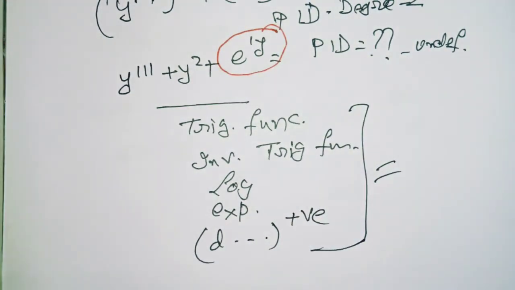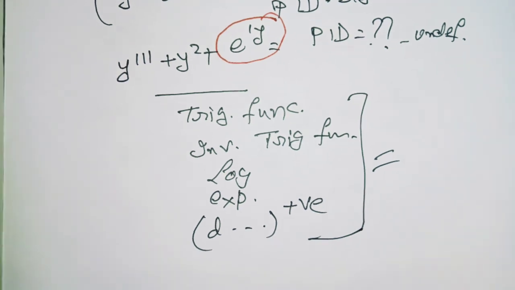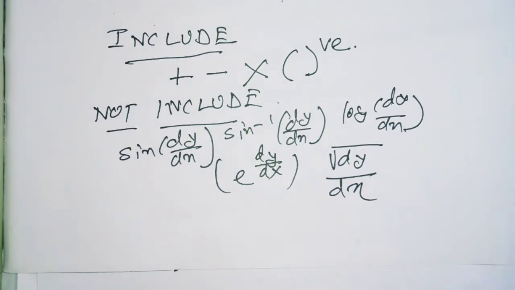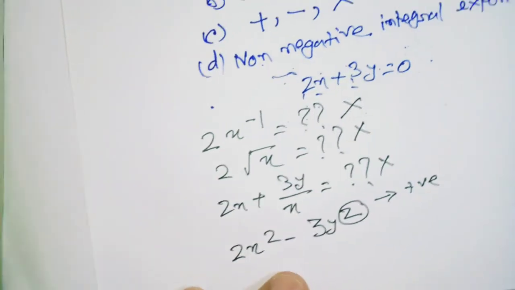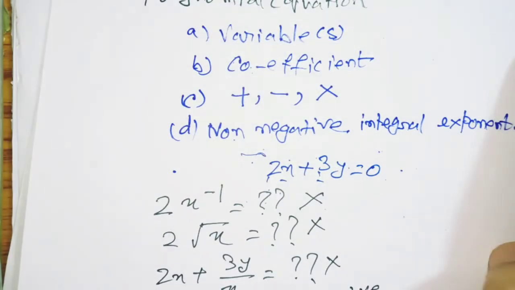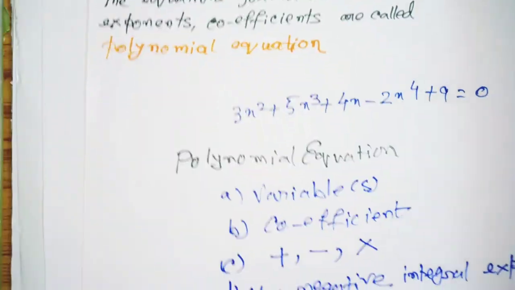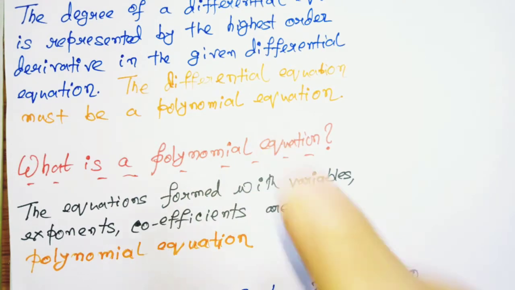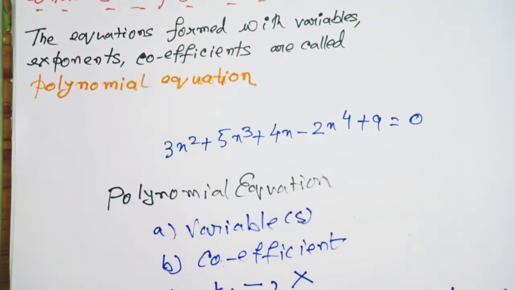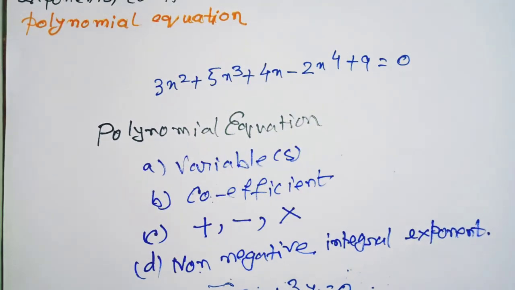So these are the things which are cleared out, that in order to find out the degree of an ordinary differential equation, first of all you need to find out whether that particular form is a polynomial or not. So the degree of a differential equation, here I will just quickly revise. Differential equation must be a polynomial. We have seen what is a polynomial equation, different types of polynomial equation.